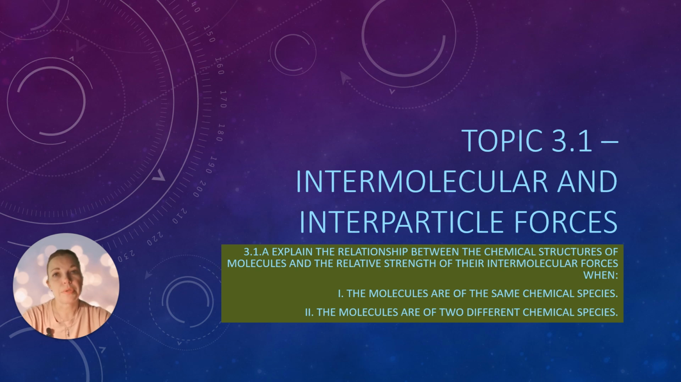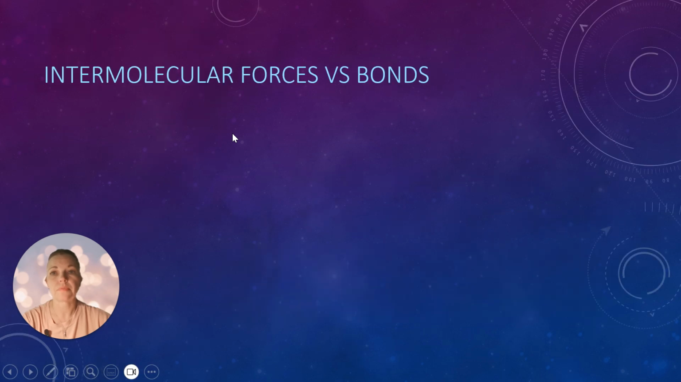So the learning objective for today is 3.1.a, explain the relationship between the chemical structures of molecules and the relative strength of their intermolecular forces when 1. The molecules are of the same chemical species, and 2. The molecules are of two different chemical species. So let's see what we got.